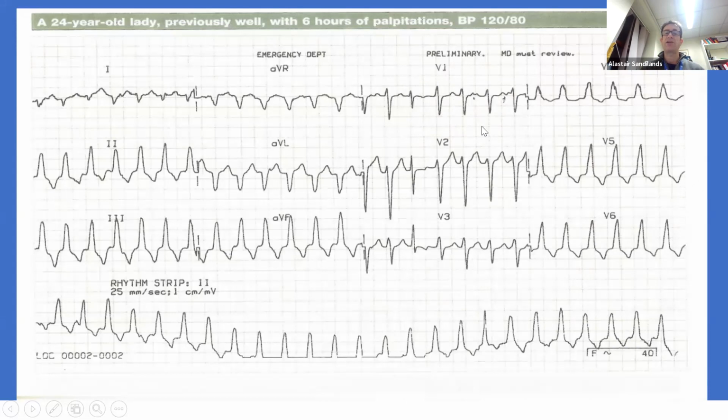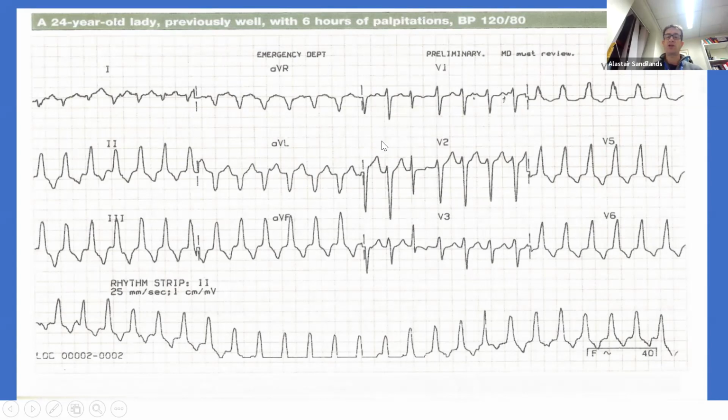Is there evidence of dissociation? I put little marks here, that's probably a P wave, that might be a P wave. So there may be some P waves going along to signify the sinus node firing at a rate that's different to the V's. So there could be VA dissociation.